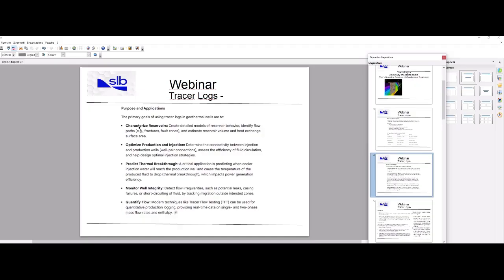Optimize production and injection, determine the connectivity. So the second purpose is to optimize, as you just said, the production and the injection, determine the connectivity between the injection and the production wells, the well pair connection, assist the efficiency of fluid circulation, and help design optimal injection strategies.